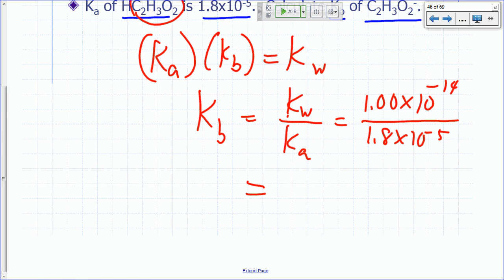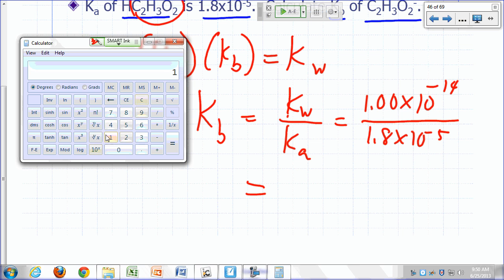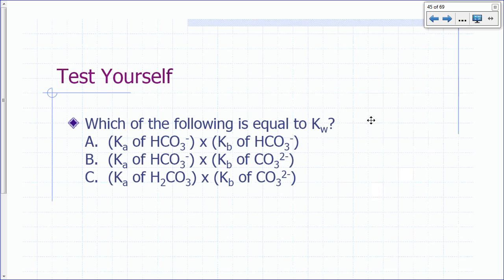That should give you 1 times 10 to the negative 14 divided by 1.8 times 10 to the negative 5, equals 5.55 times 10 to the negative 10. It's 2 sig figs, so 5.6 times 10 to the negative 10. Okay? Got it? Okay. So here's a clicker question.